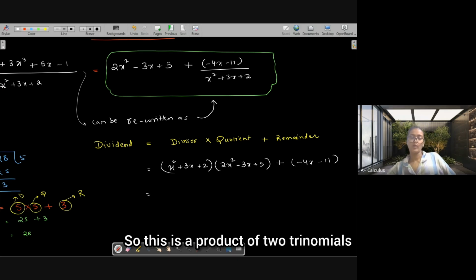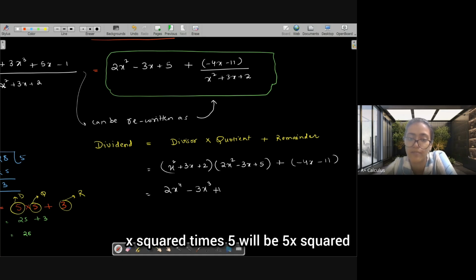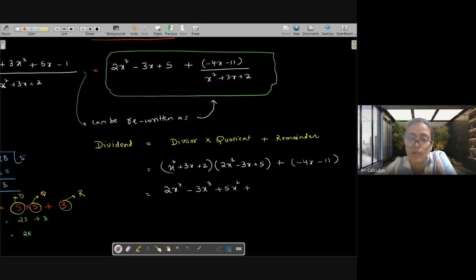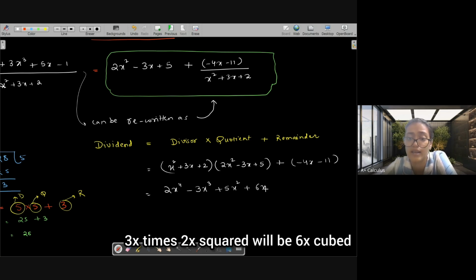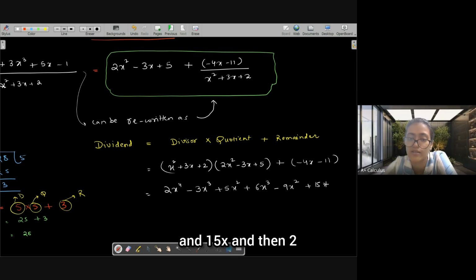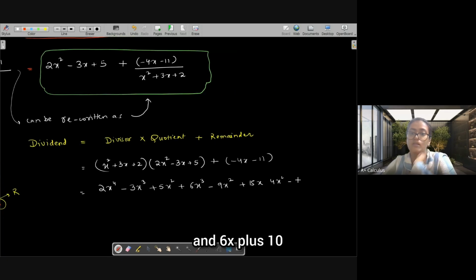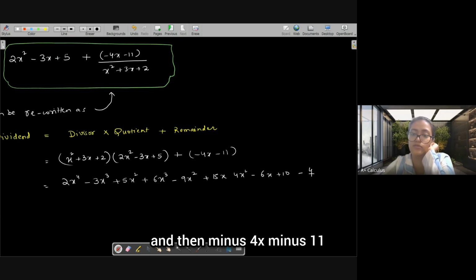So this is a product of two trinomials. I hate this. x squared times 2x squared is 2x raised to 4. x squared times negative 3x will be negative 3x cubed. x squared times 5 will be 5x squared. 3x times 2x squared will be 6x cubed. 3x times negative 3x will be, you know how to multiply two trinomials, right? And 15x. And then 2 times 2x squared will be 4x squared. Then 6x plus 10. And then minus 4x minus 11.